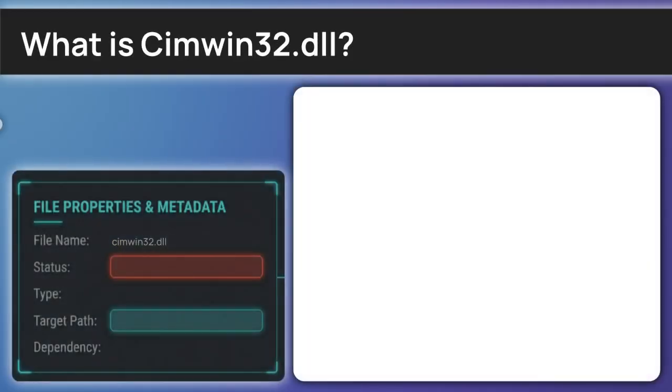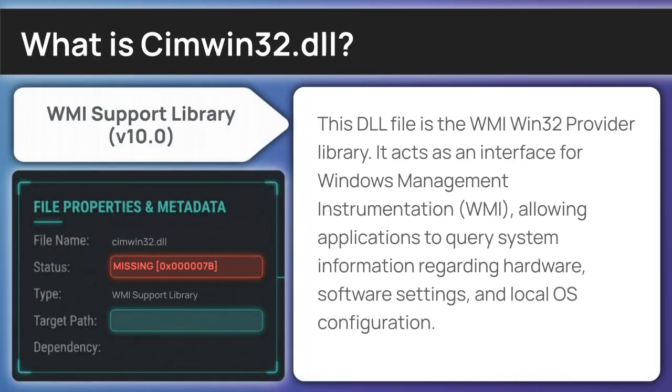This DLL file is the WMI Win32 Provider library. It acts as an interface for Windows Management Instrumentation (WMI), allowing applications to query system information regarding hardware, software settings, and local OS configuration.